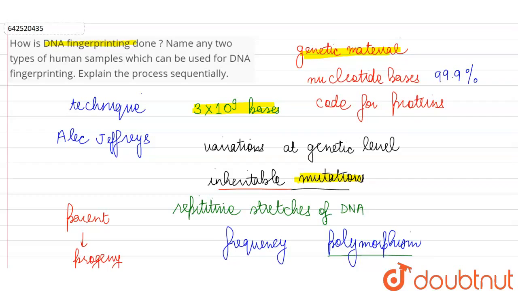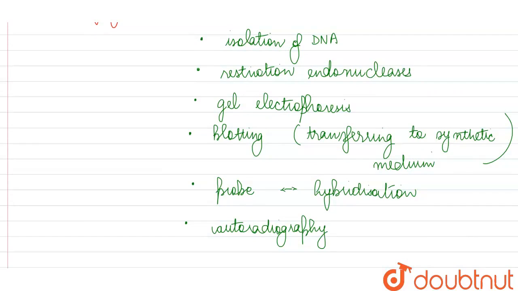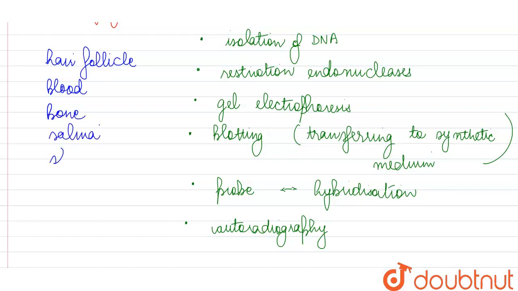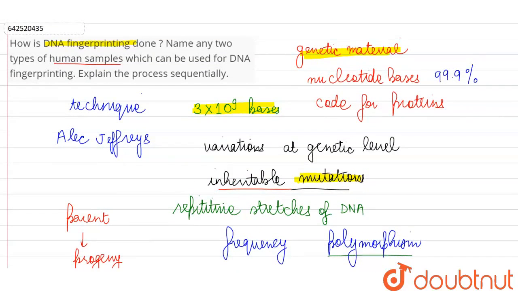So next they are asking, we have to name 2 types of human samples which can be used for DNA fingerprinting. So since the DNA in every cell of our body is the same, we can use any kind of cell. We can use a hair follicle, we can use a cell from the blood, the bone, the saliva, even the sperm of a person. So any of these body parts can be a source of DNA, which can be used for DNA fingerprinting for identification. And they have asked us to explain the process sequentially.